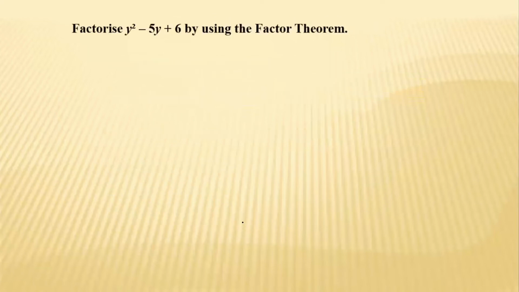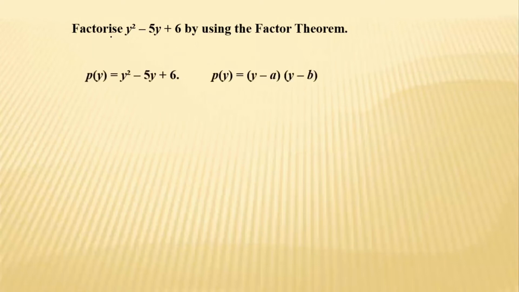Okay, let's take by factor theorem. Okay, this is also easy. This can be done even by splitting the middle term, but we are going to learn by factor theorem how do we factorize. So if we take this polynomial as p of y is equal to y square minus 5y plus 6, then the factors of p(y) are y minus a and y minus b.